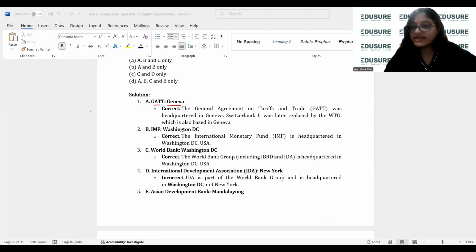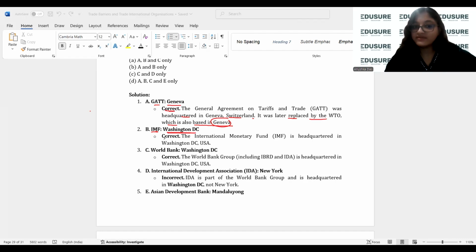So see, GATT is in Geneva, Switzerland. This we have seen. General Agreement on Tariffs and Trade, headquartered in Geneva, Switzerland. It was later replaced by the WTO, which is also based in Geneva. GATT was replaced by WTO. WTO office is also based in Geneva. So this is absolutely a right pair. A is correct.